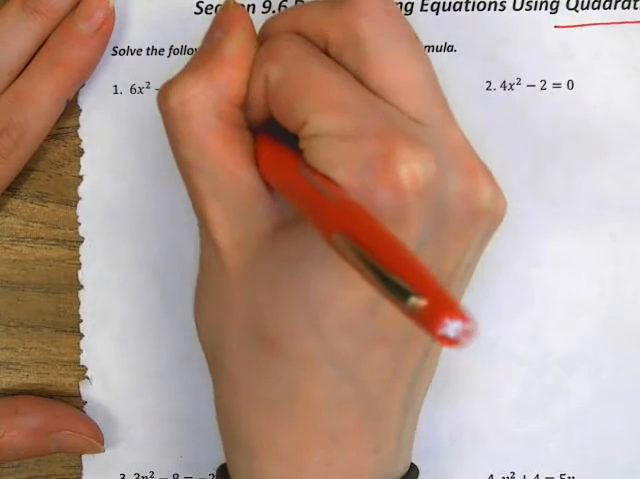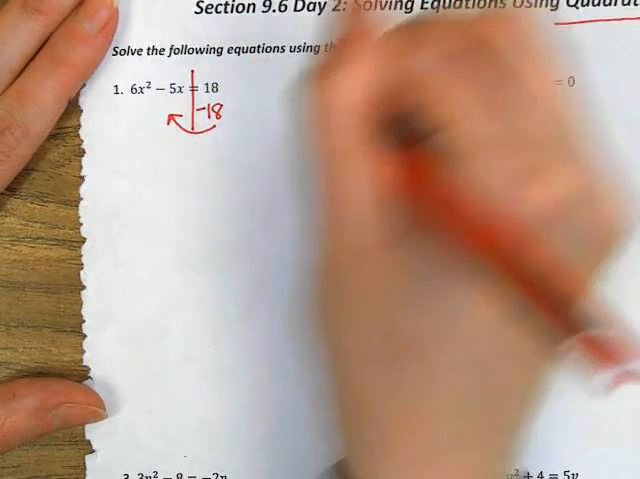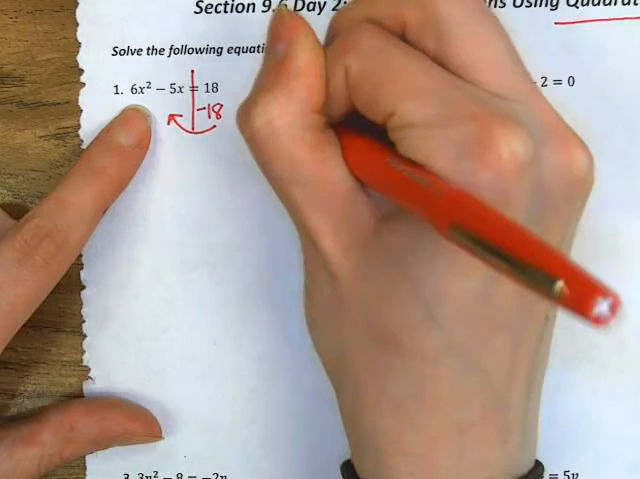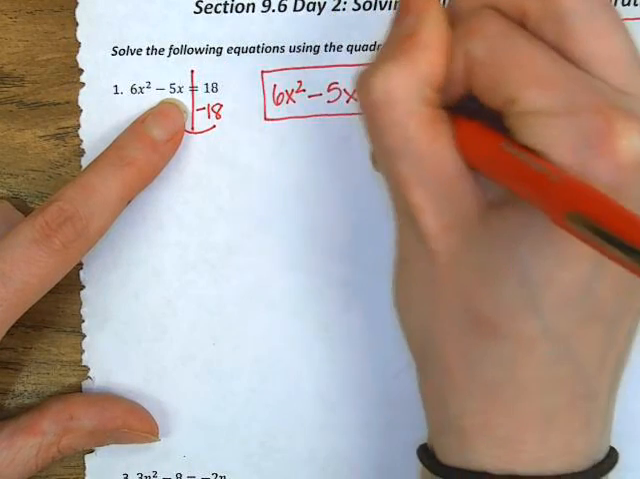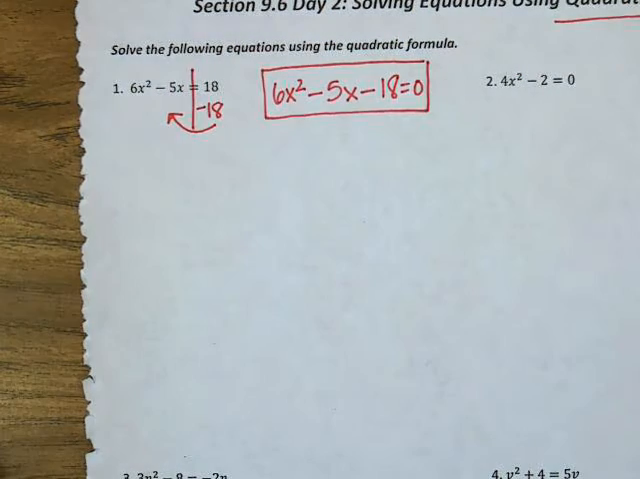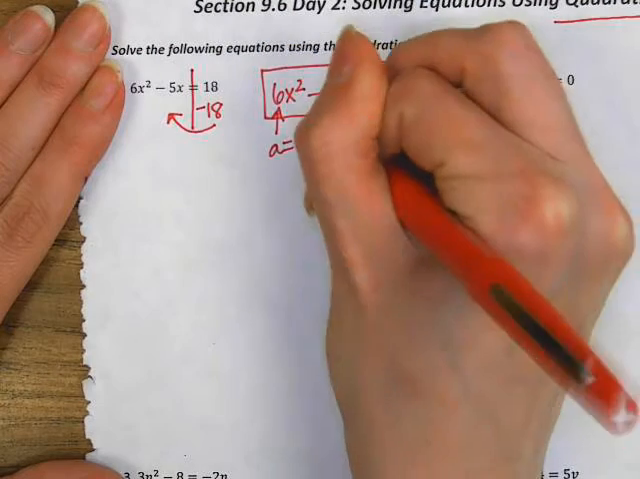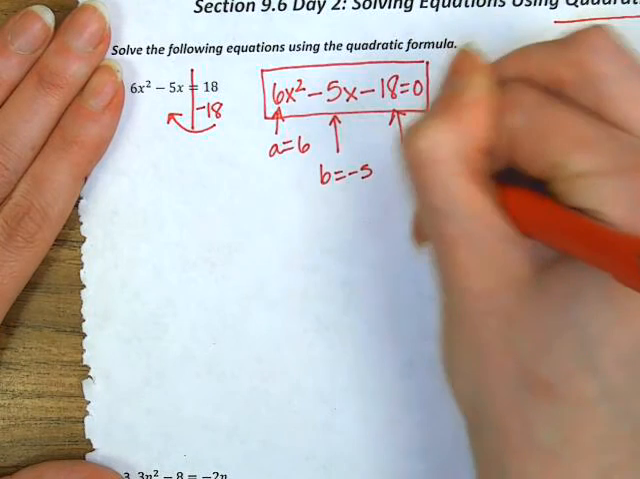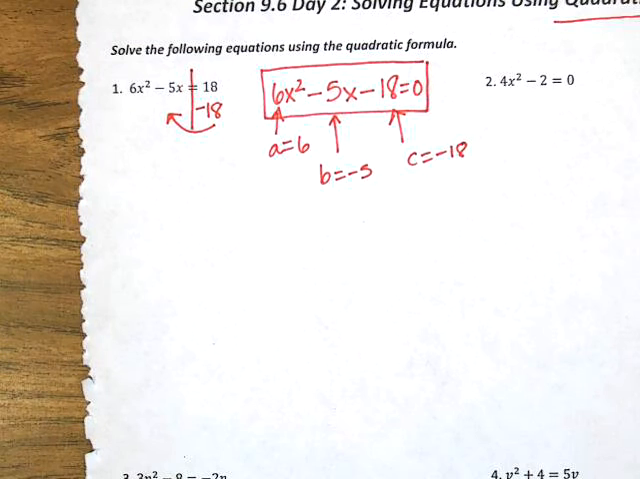So we are going to subtract the 18 to the other side. Make sure you write it in order. Let's get it in order. We have 6x squared minus 5x minus 18 equals 0. And then we're ready to go. So the A is 6, the B is negative 5, and the C is negative 18. And then you go ahead and type it in the calculator.